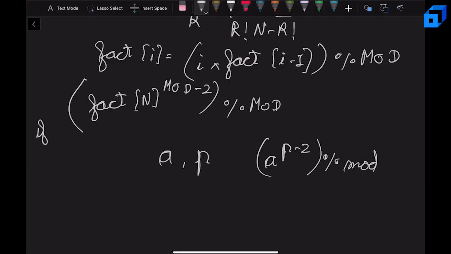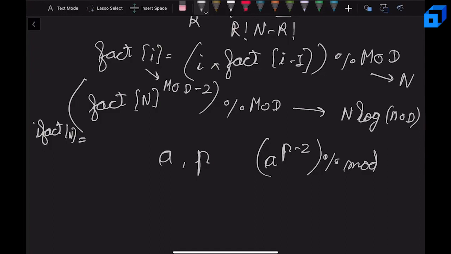So this will be inverse factorial of n. So we can calculate inverse factorial of n using this way. So this will be O of n, and this will be n log mod, because we are doing binary exponentiation, and we know that binary exponentiation will take log of power time, which is log of mod here. But this can actually be done fast.